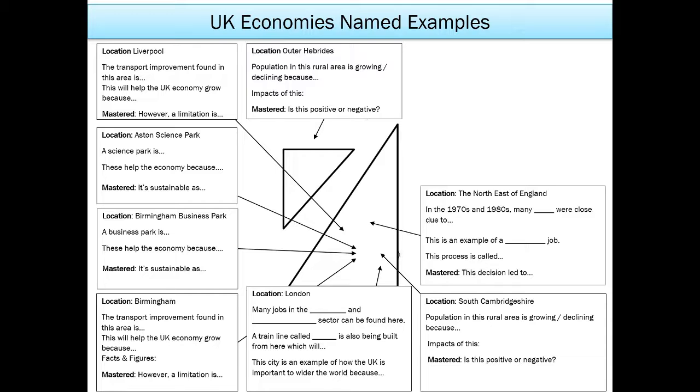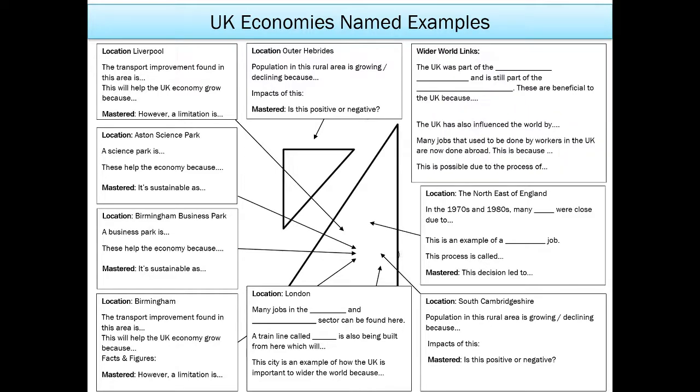And then finally, the last thing that we looked at was the UK's link to the wider world. So the UK was part of these two organisations. This is beneficial because the UK has influenced the world by... so what influences do we have on the world? And then finally, what has happened to the jobs that we used to do that have now moved abroad? And what is this process and why does this process happen?